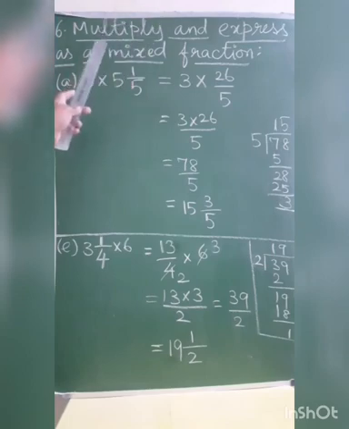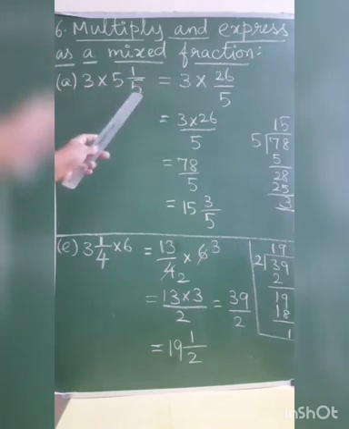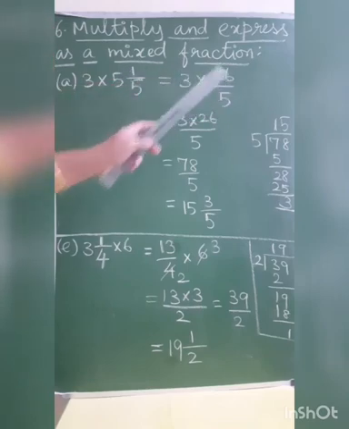Sixth sum: multiply and express as a mixed fraction. First you multiply, and your answer is expressed as a mixed fraction. So 3 into 5 1 by 5. It is a mixed fraction, so you convert it into an improper fraction. 5 5s are 25 plus 1 is 26. The denominator you have is 5, so 26 by 5.